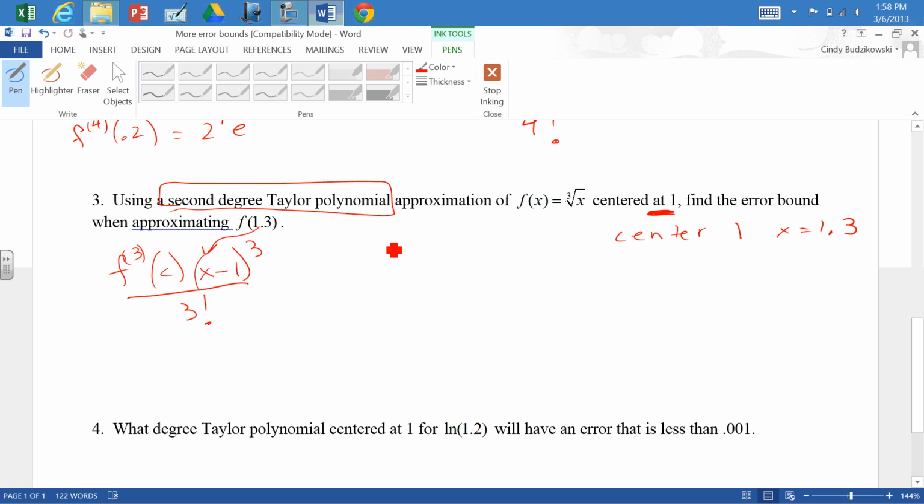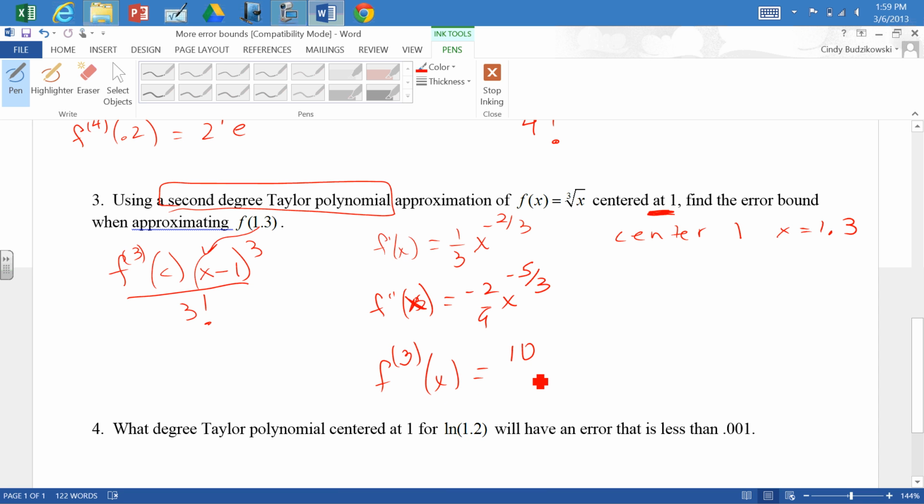So let's get our derivatives. The first derivative is 1/3 x to the negative 2/3. The second derivative is negative 2/9 x to the negative 5/3, and the third derivative, we're looking at 10 over 27 x to the negative 8/3. All right.